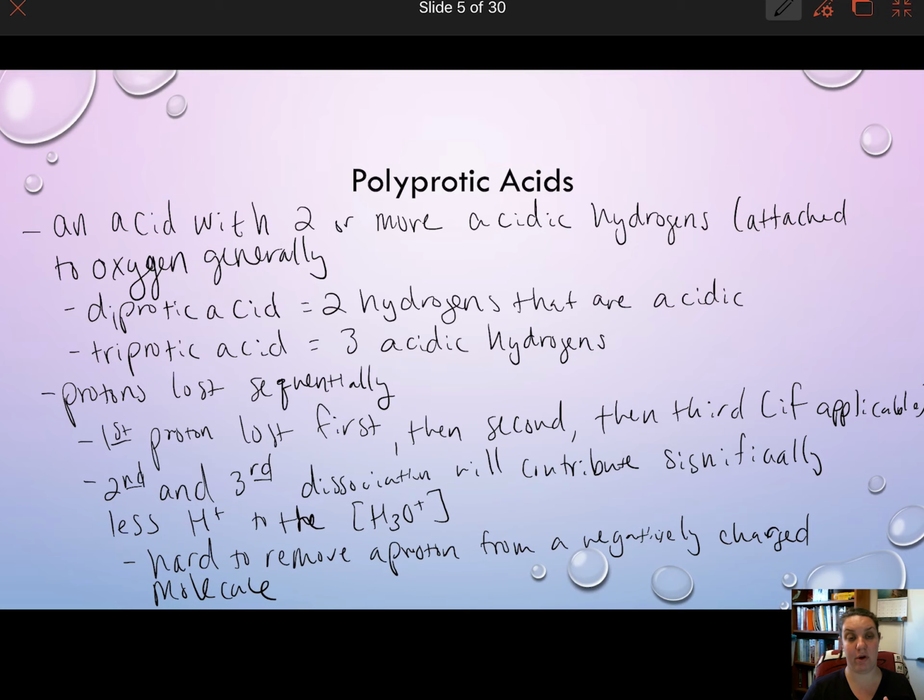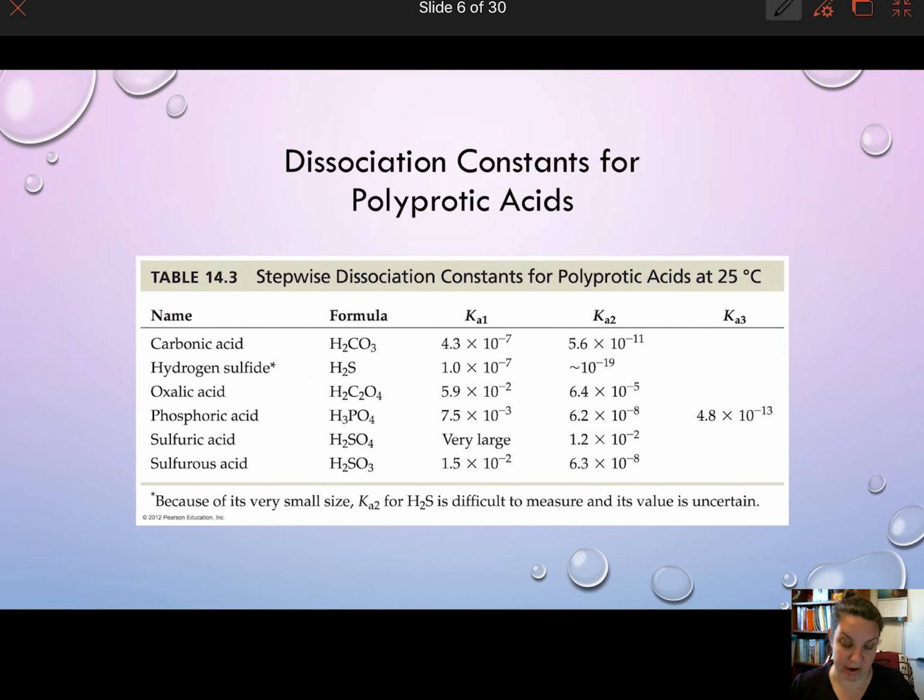So, while the first one is relatively easy to remove, the second one's going to have a Ka that is significantly smaller, and then if there is a third one, it is going to be significantly smaller still, and the third one would have a very, very small Ka value. So, let's look at some examples. Carbonic acid is a diprotic acid. The first hydrogen that is lost has a Ka value of 4.3 times 10 to the negative 7. The second one, 5.6 times 10 to the negative 11. So generally several orders of magnitude smaller for that second Ka value.